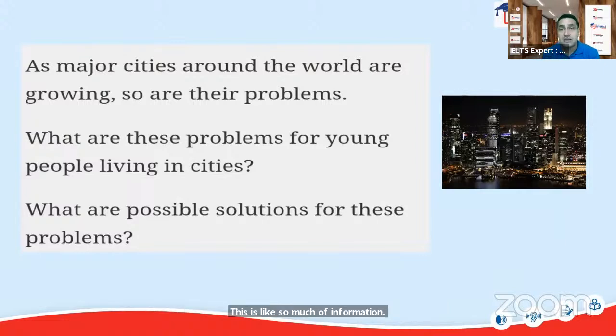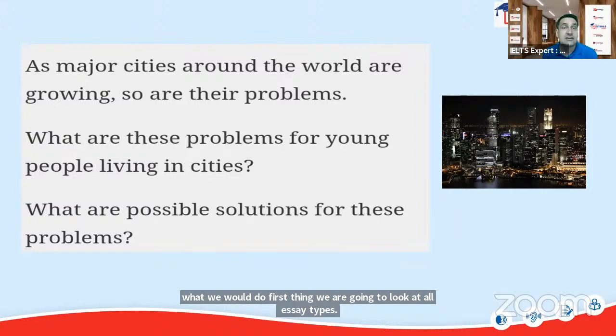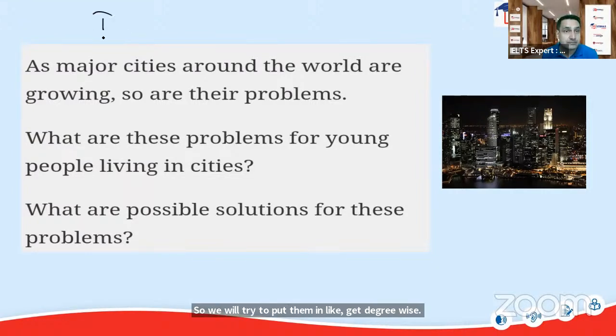But what we would do, firstly, we are going to look at all essay types. So we would try to put them in category wise. So this is the first essay type. As major cities around the world are growing, so are their problems. So a statement with a full stop. What are these problems for young people living in cities? What are the possible solutions for these problems? So problems, solutions, a statement with a full stop, and two statements with question marks. So this is the first essay type, problem solution.